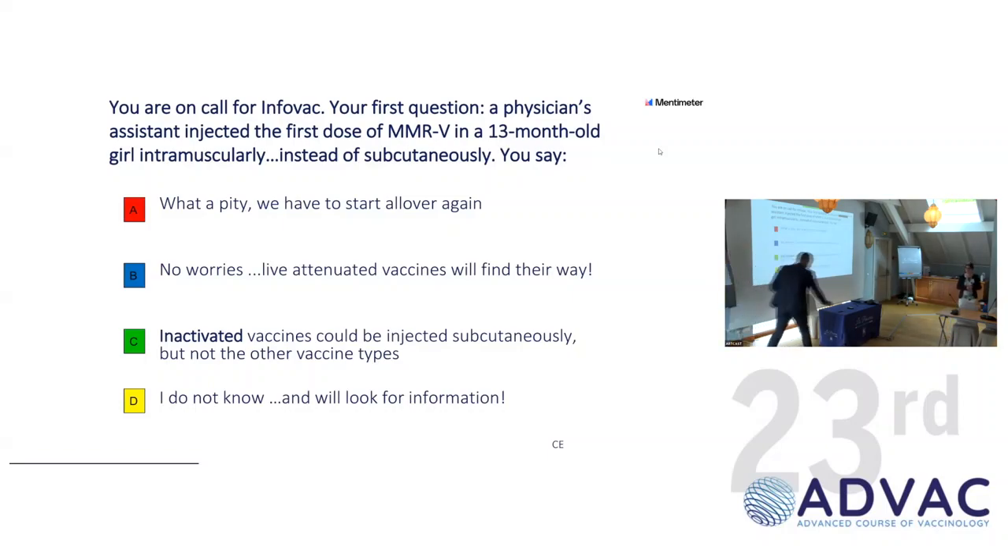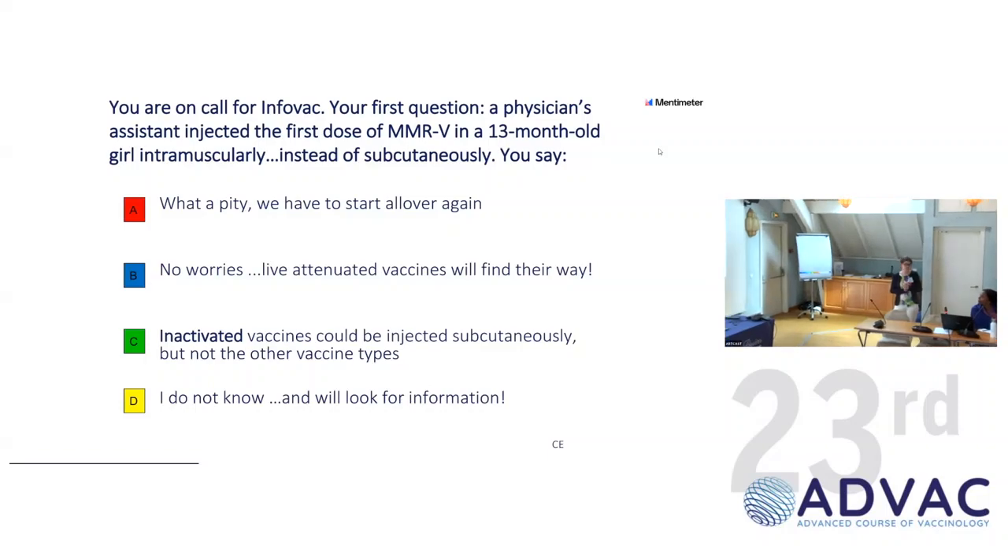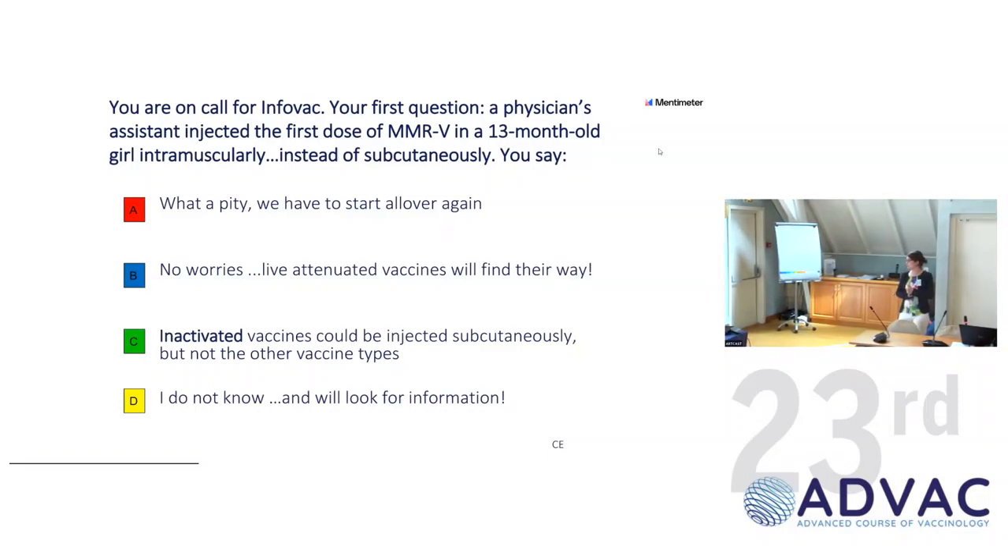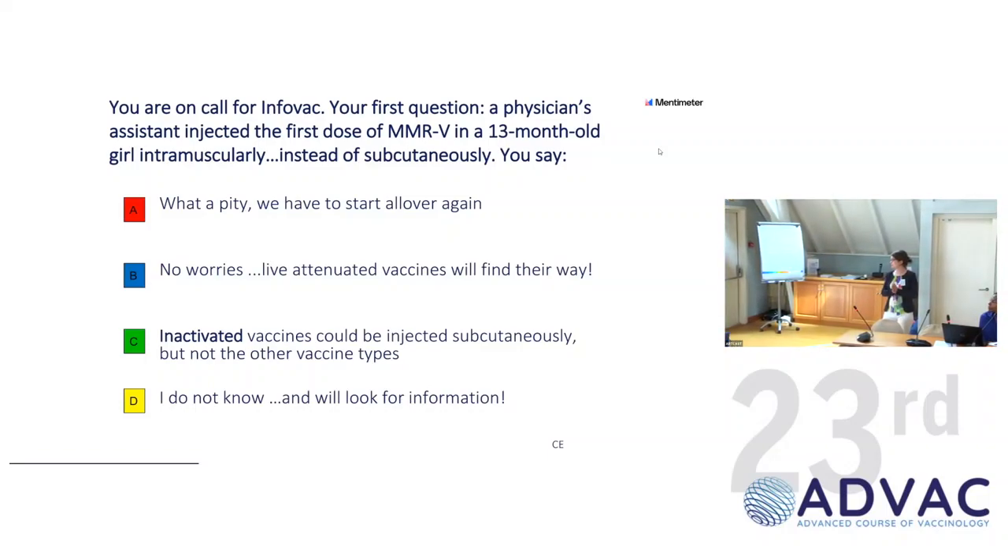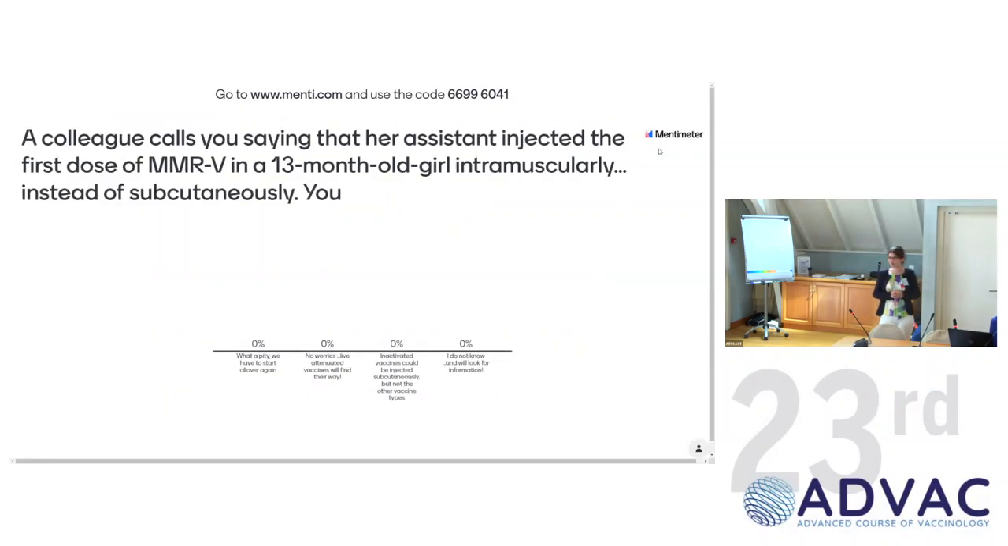You can go on your phone and mention it. Do you say, oh, what a pity, I know I have to start the vaccine schedule all over again? Or you say, oh, no worries, the live vaccines, they will find their way. Or you say, it's inactivated vaccines that could be injected subcutaneously, but not the other vaccine types. Or do you say, I have no idea, and I'm going to look for some information? So please, A, B, C, or D.